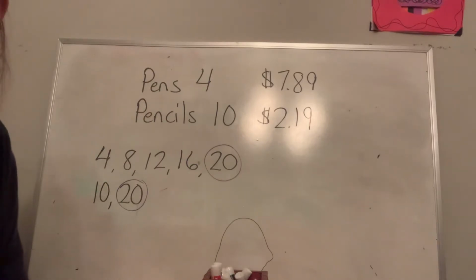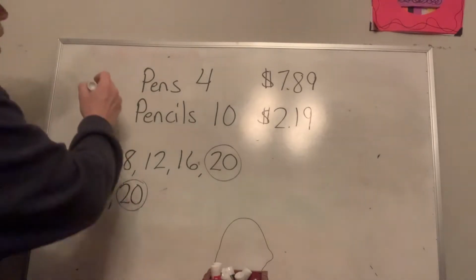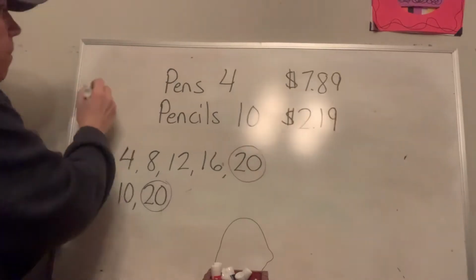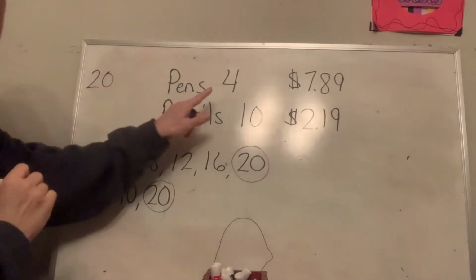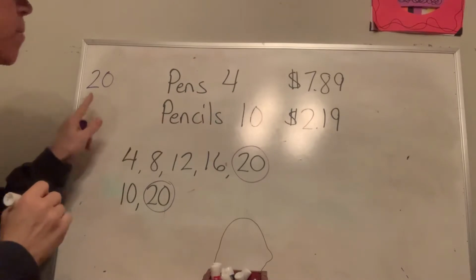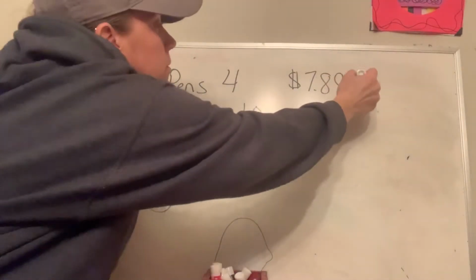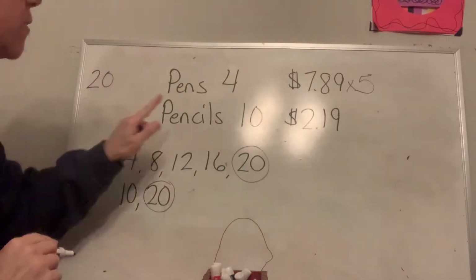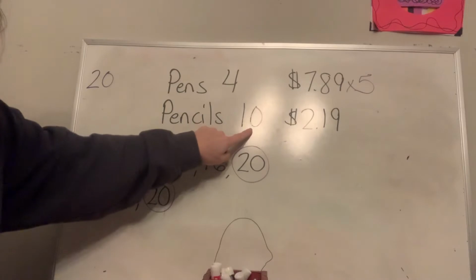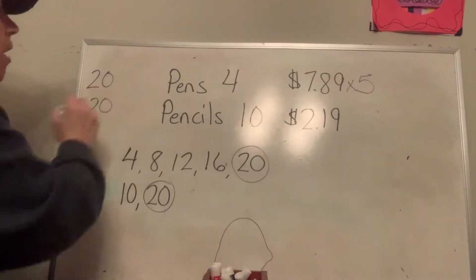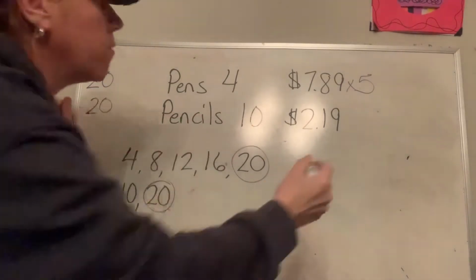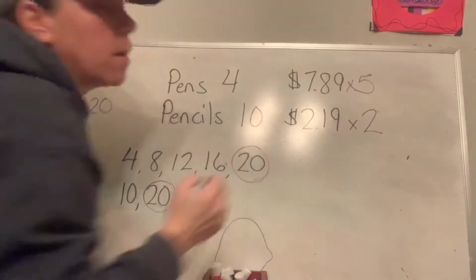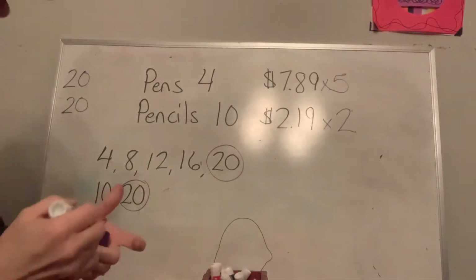Now it says, use the table to find how much it costs to buy that number of pens and pencils. So if she wants to buy 20 pens, and they come in a pack of 4, she has to buy 5 packs, because 5 times 4 will give you 20. If she wants to buy 20 pencils and they come in a pack of 10, so she still wants to get her 20, she needs to get 2 packs of pencils, which will be times 2. So now we've got to do that math.